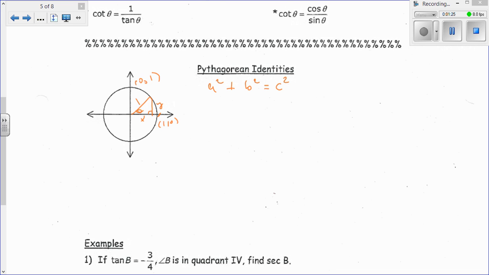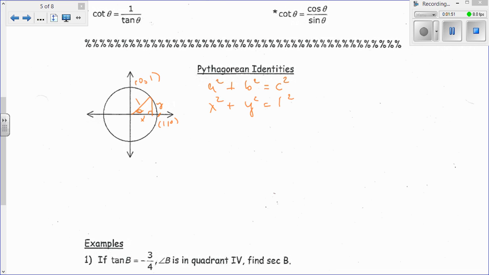So I'm actually going to use this triangle inside my unit circle and use the Pythagorean theorem at the same time. A is going to be my distance for x, so in place of a, I'm going to put in x squared. Plus b would then be y, plus y squared equals c, which is the hypotenuse, which is 1 squared.